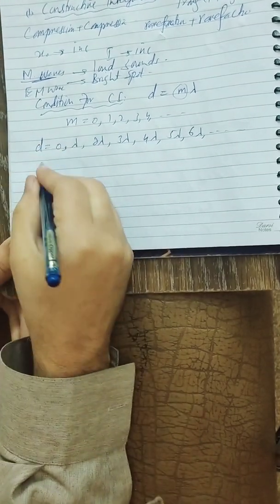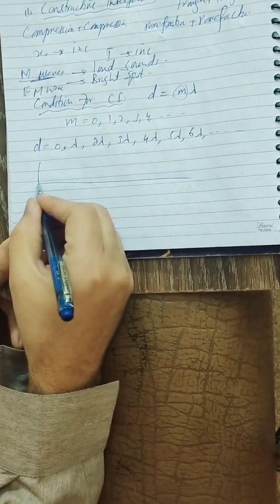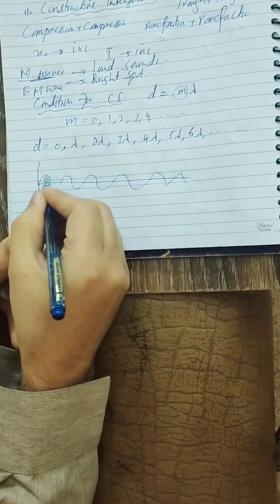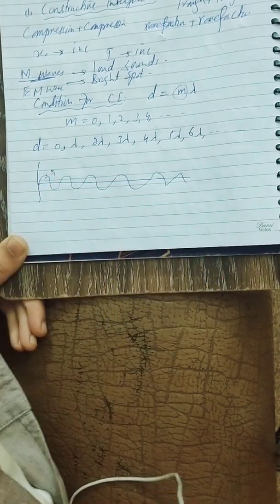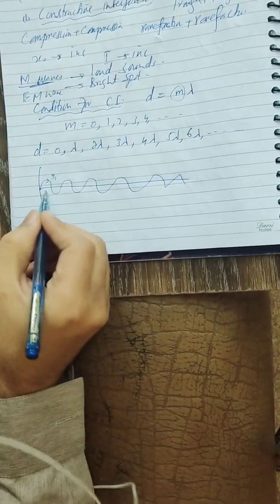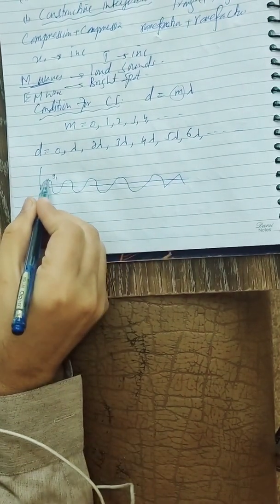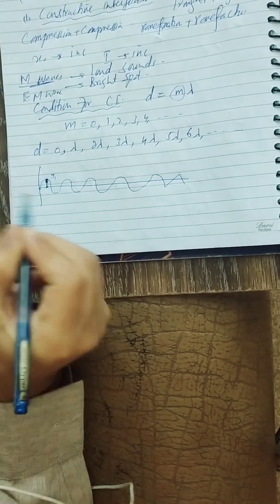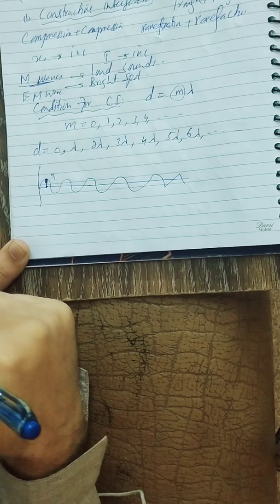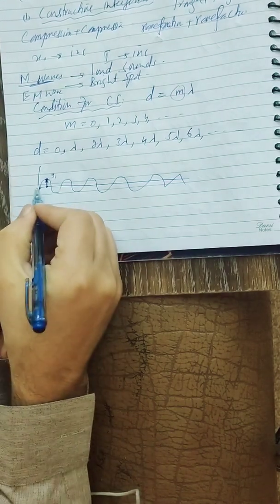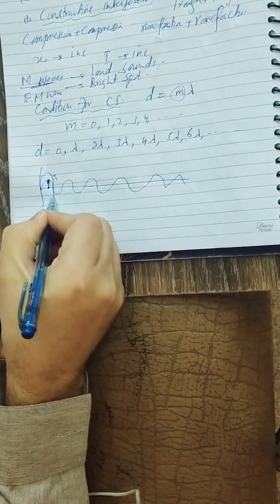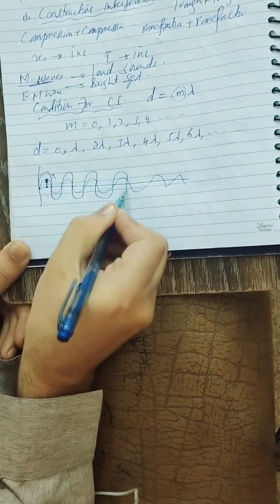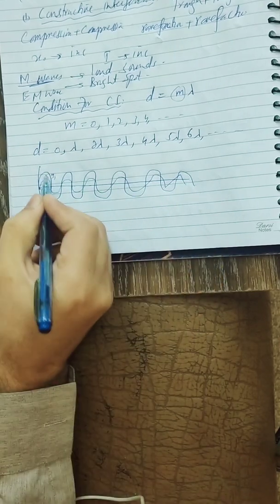Now look at the diagram. Suppose this is the y1 wave. Remember, this is the mean position and this is the extreme position. The distance between them is called amplitude. So this is the amplitude, and the direction of the amplitude is up. This is another wave, y2. This y2 is overlapping on y1.